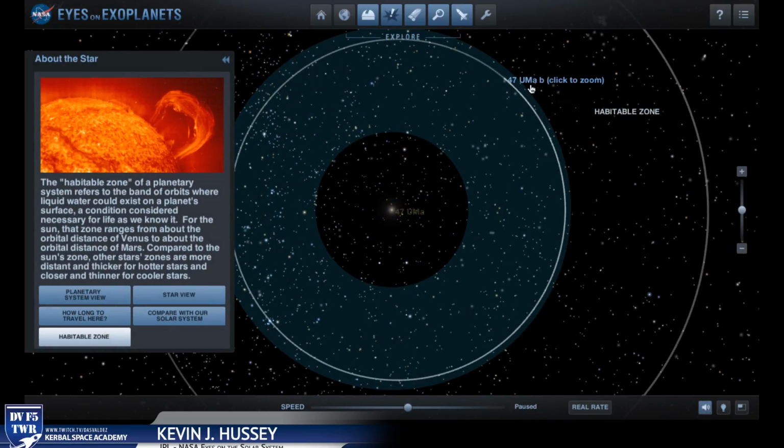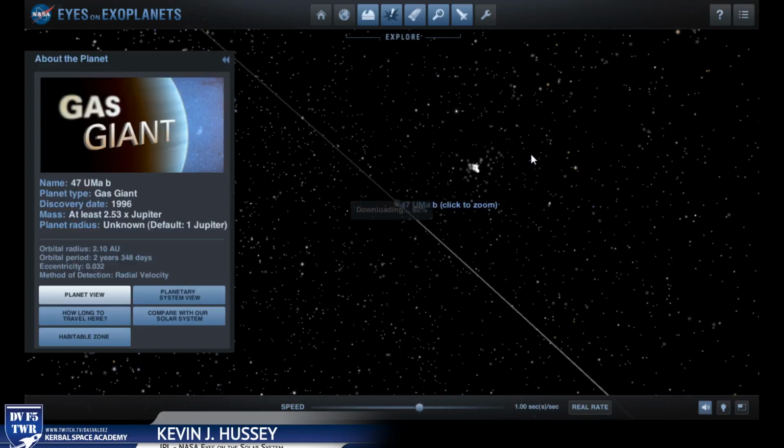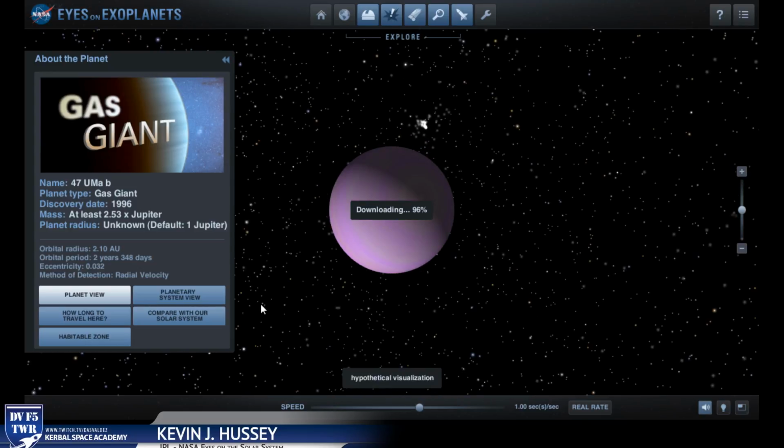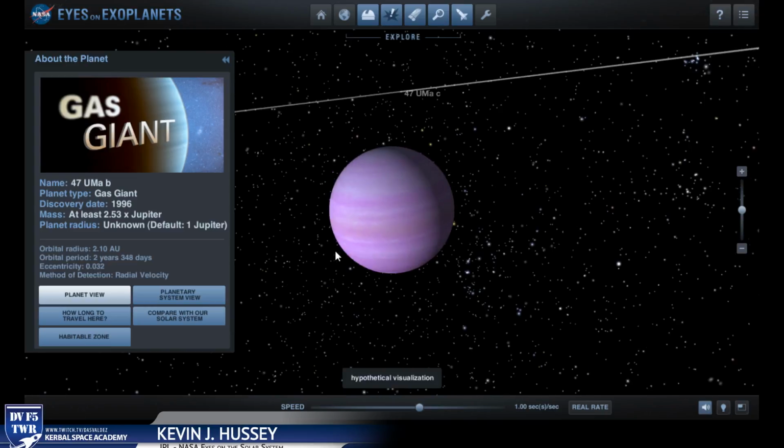Let's go ahead. I'm going to click on it and take a look at it. Zoom in again. This will be another gas giant. Gas giant. Doesn't bode well for life there, at least as we know it. Could be some odd gas.